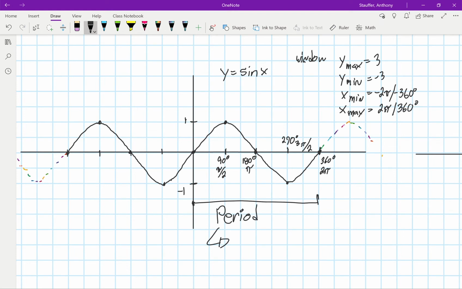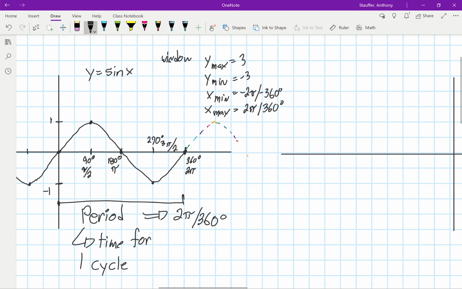And the period is the time for one full cycle. That is going to come into play later, and that is going to be important, but we're not going to worry about this right now. Just so we know, the period for sine x is equal to 2 pi, or 360 degrees, but that's a point that we'll touch on later.